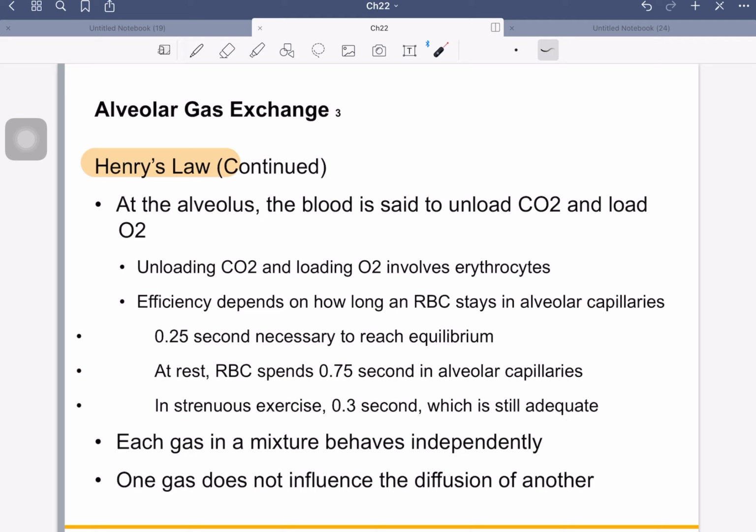Now, the other thing to point out is that O2 and CO2 behave independently of each other. So they don't necessarily look over their shoulder and go, oh, what's CO2 doing? Oh my goodness, I'll speed up, I'll slow down. They act independently, at least at the respiratory membrane. So one gas does not influence the diffusion of the other. Now it can influence the loading onto red blood cells or the unloading. And if you have not watched it, go watch the video I posted on systemic gas exchange.